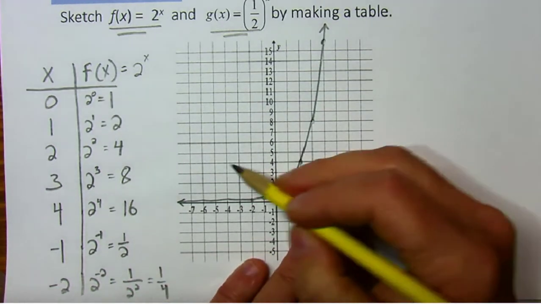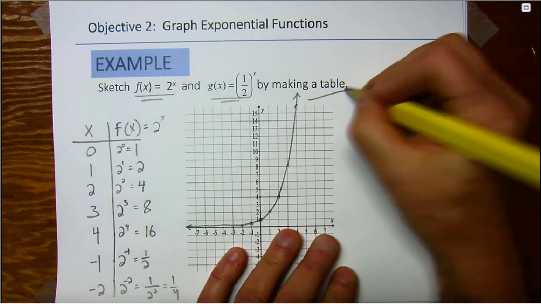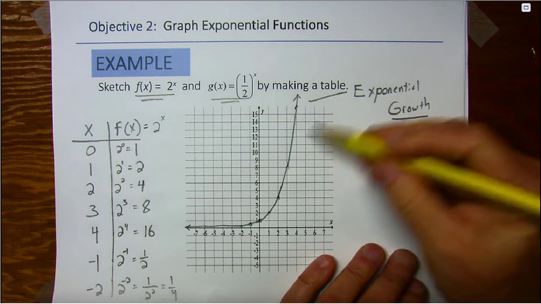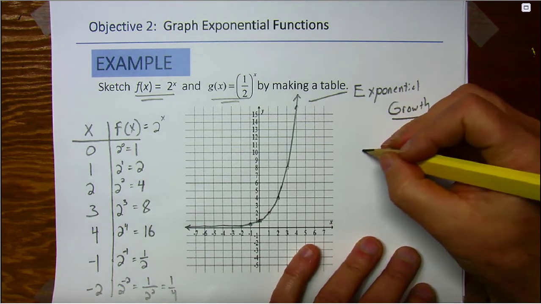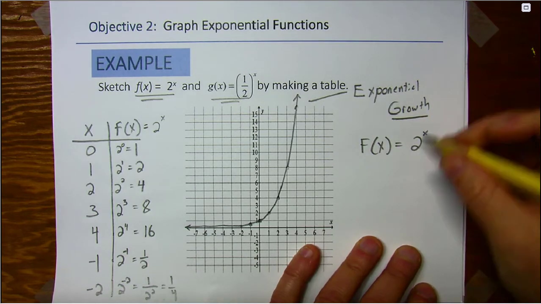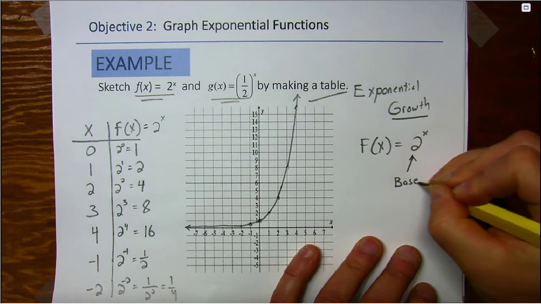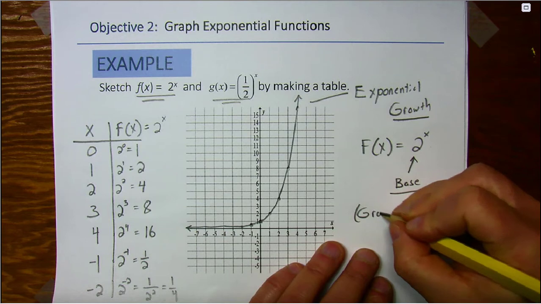Now, as you can see, as we move from left to right, this function is growing. This is exponential growth. Now, the thing that makes this thing grow, and the biggest factor in its shape, is what the base is. We said this was for a function, f of x is equal to 2 to the x. That number is called the base of our function. Or sometimes we call that the growth factor.